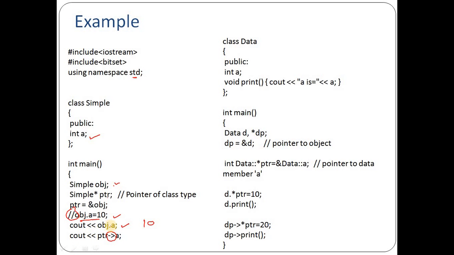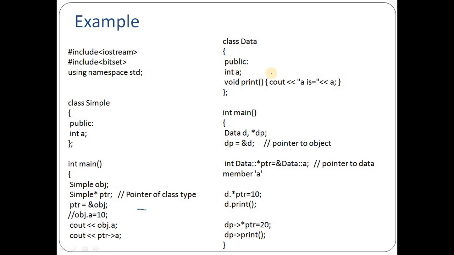So whenever we access a variable in the class using a class object, so here a class object is created, then we have to use the dot operator, and if we want to access using the arrow symbol, then we have to use the pointer variable, the class pointer variable. So arrow is always used with the pointer variable.